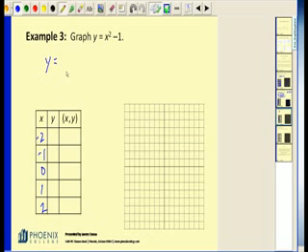We chose -2. We're going to substitute that in for x, so we have -2 squared minus 1. -2 squared is 4, minus 1 would give us 3.